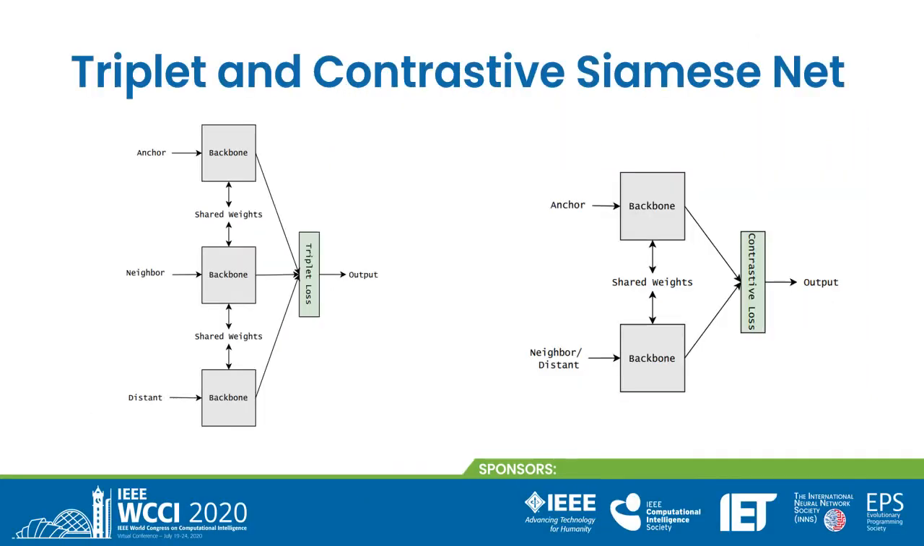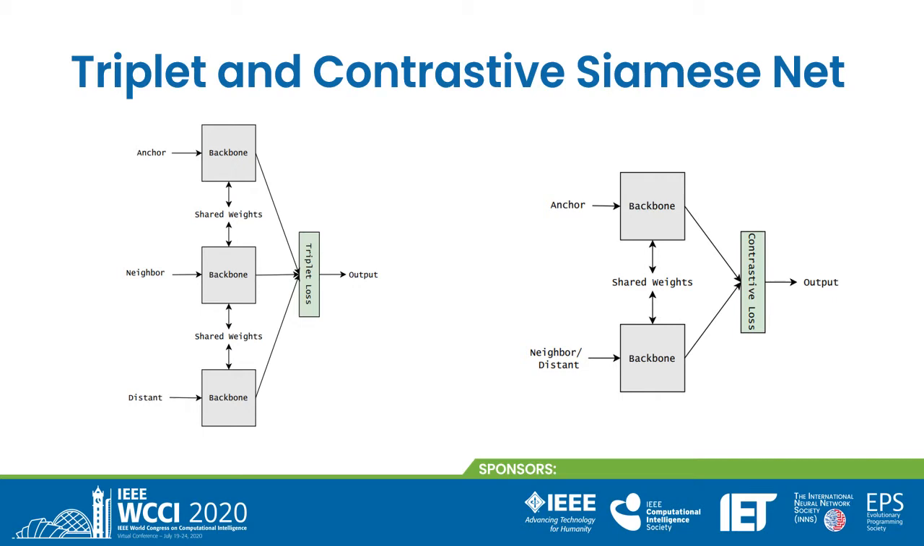A Siamese network is a combination of two or three subnetworks which share their weights, so their weights are equal. There are two popular loss functions for training Siamese networks: triplet loss and contrastive loss. In triplet loss, we have triplets of anchor, neighbor, and distant, or anchor, positive, and negative, where anchor and neighbor belong to the same class or are similar, and anchor and distant belong to different classes or are dissimilar. We want to train an embedding space which embeds anchor and neighbors close to each other, but embeds anchor and distant far away from each other.